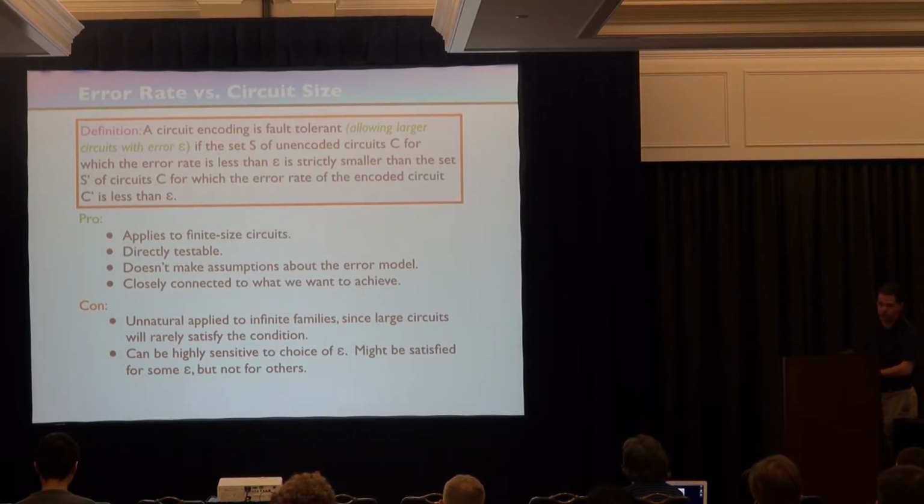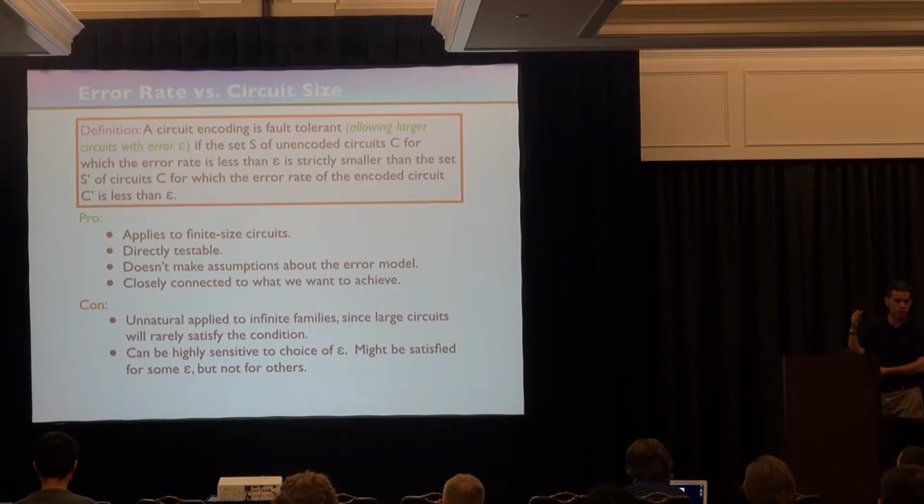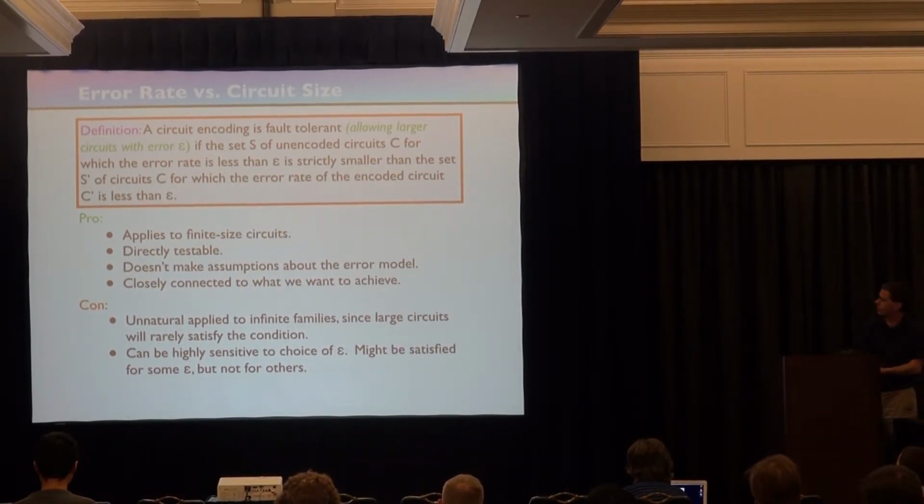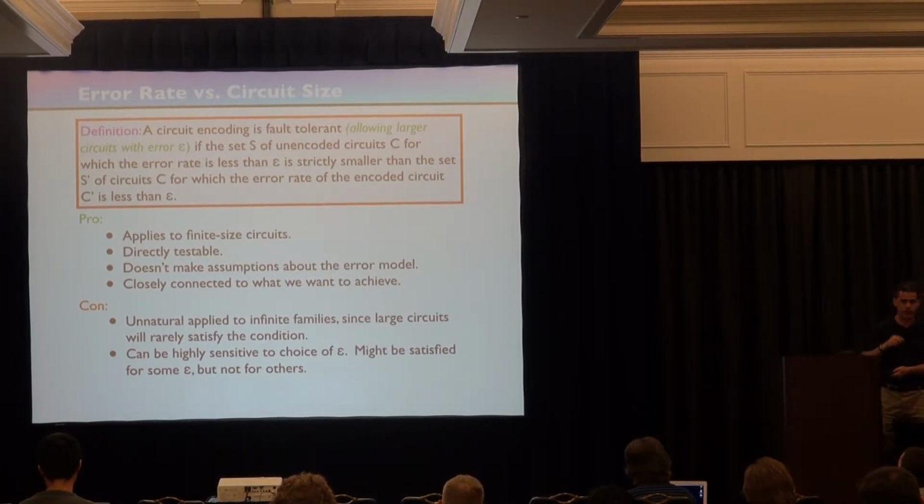It is, however, something that you can directly test, right? You can imagine doing all the circuits in this family and see whether or not you're below this error rate epsilon. And it doesn't make assumptions about the error model. But the real problem with this one, from my point of view, is that this epsilon just has to appear out of thin air. You have to make up this epsilon, and there's no natural way that I can see to pick it.